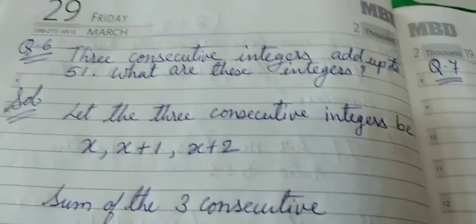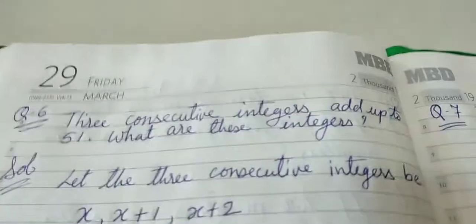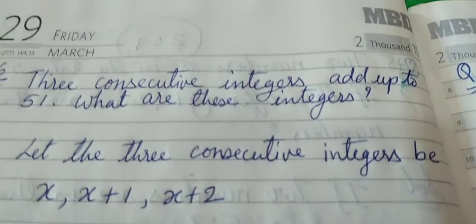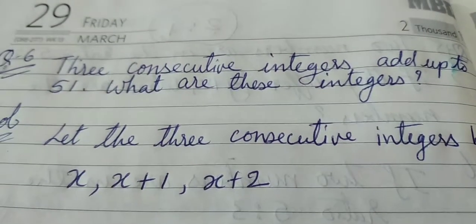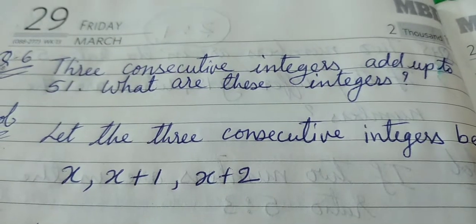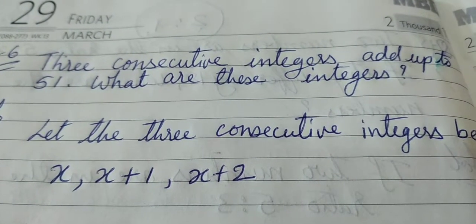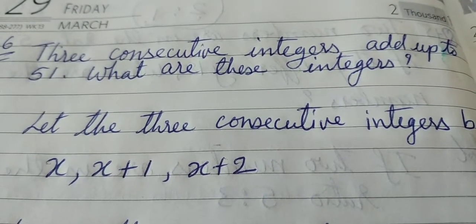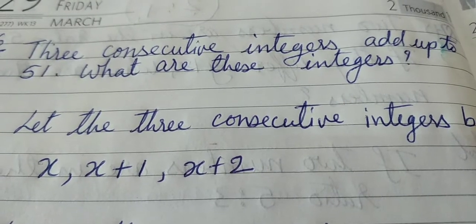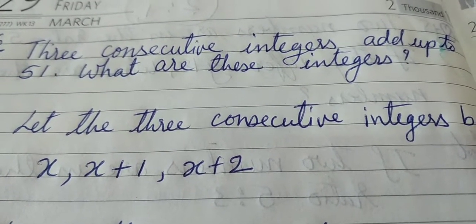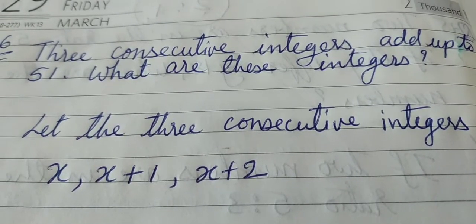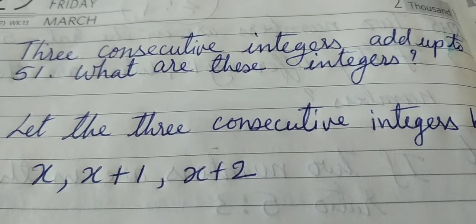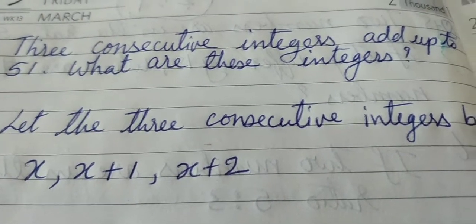Now the next word problem. 3 consecutive integers add up to 51. What are these integers? Consecutive means the numbers coming next to each other, the successive numbers, right? If you are talking about 3, then 3 then 4, 4 then 5, or 2, 3, 4, numbers like this are called consecutive. As it is integers given, the numbers which we get may be negative or positive.